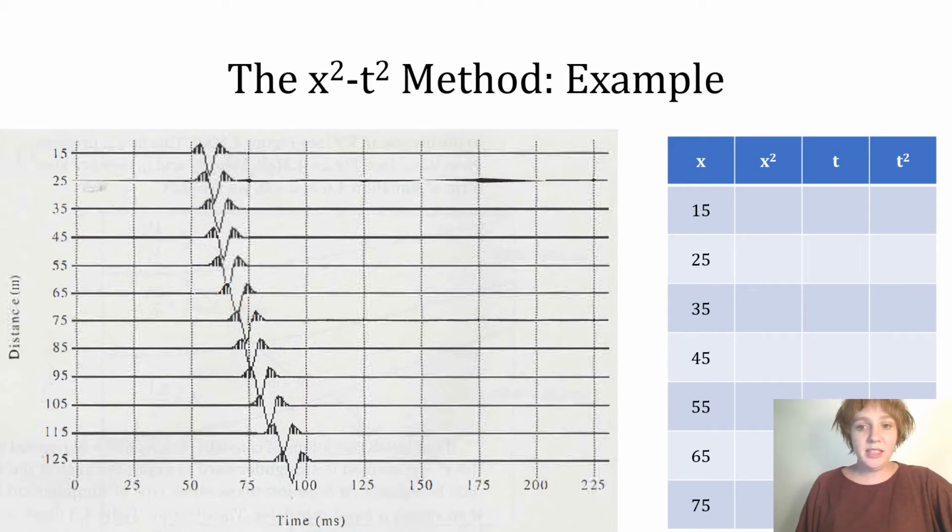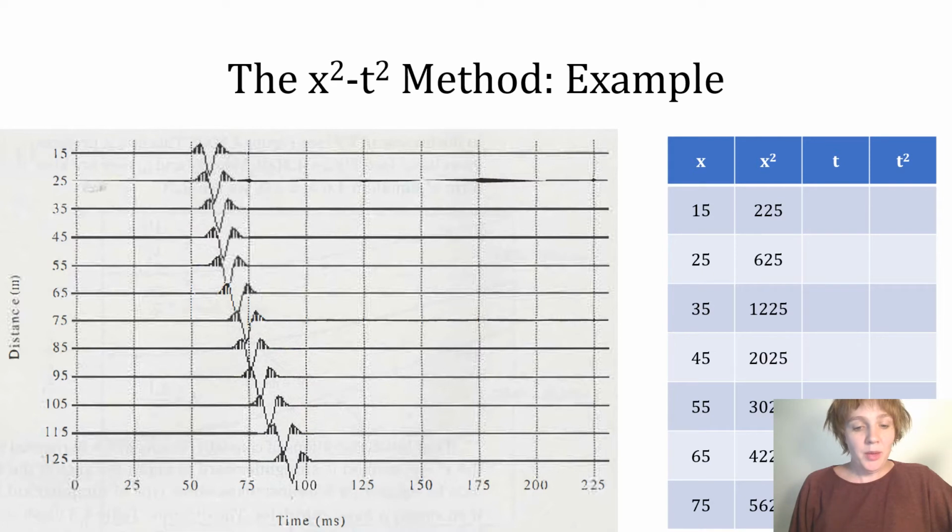All right, the next thing we need to do is just square those numbers. So we can use Google or our calculator, just type in 15 squared, and you get a number, 225. And then same thing for 25, 25 squared is this, and so on down the chart.